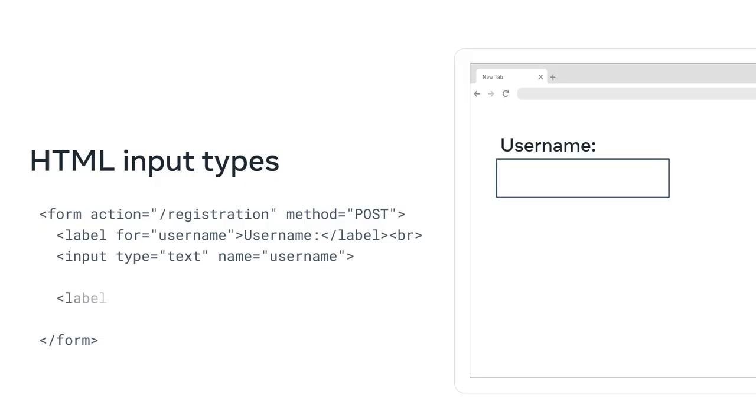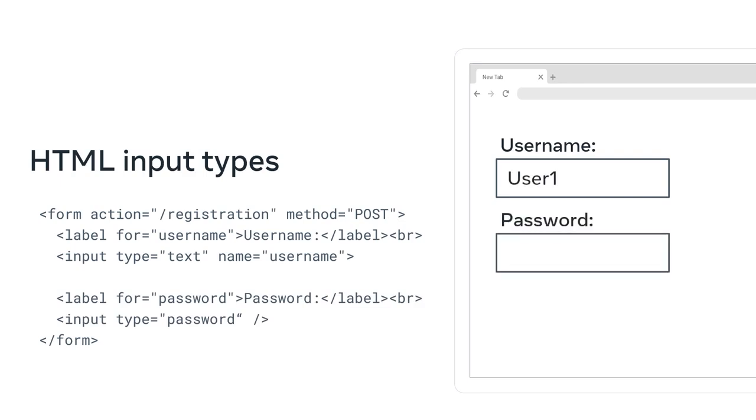Next, let's add a password field. In this case, I won't use the text input type since I don't want the password to be visible. HTML has an input type specific for passwords that will mask the user's input data. The username will be visible and the password will be masked.